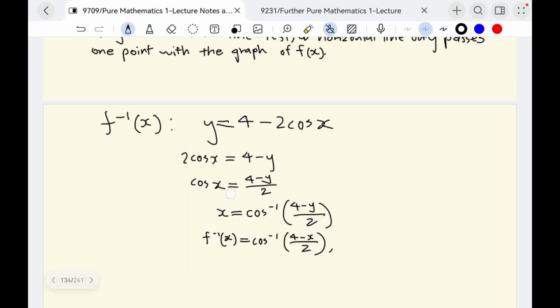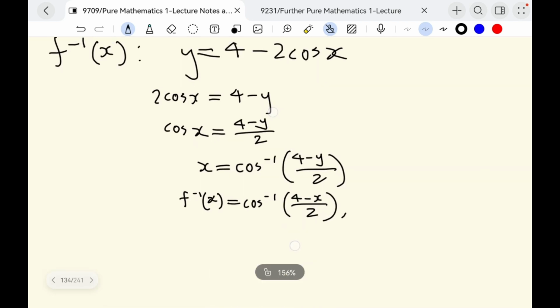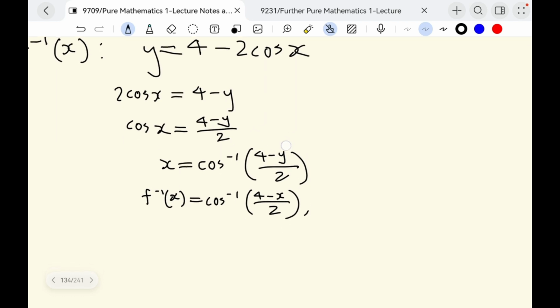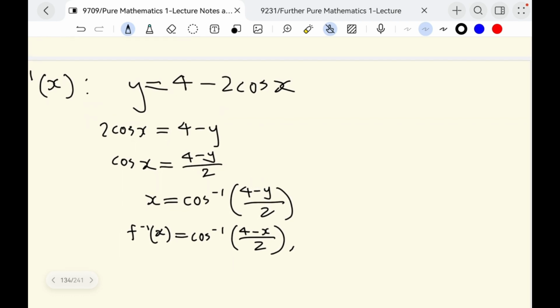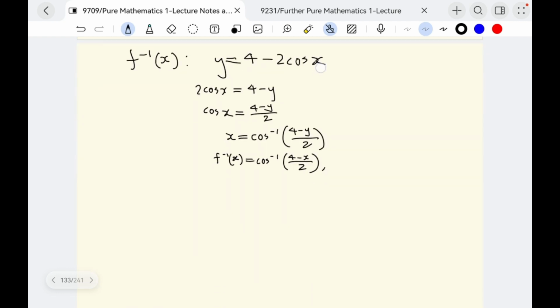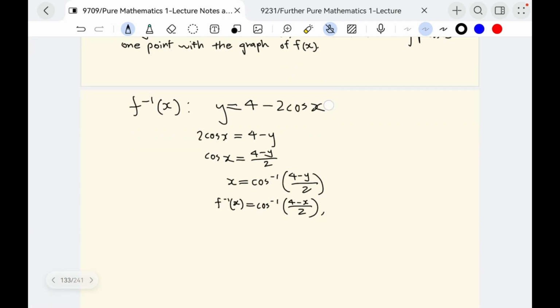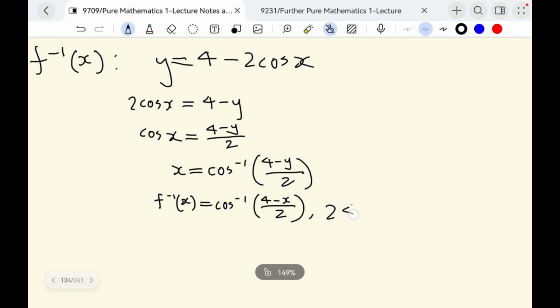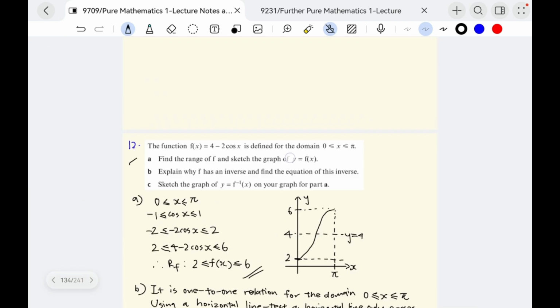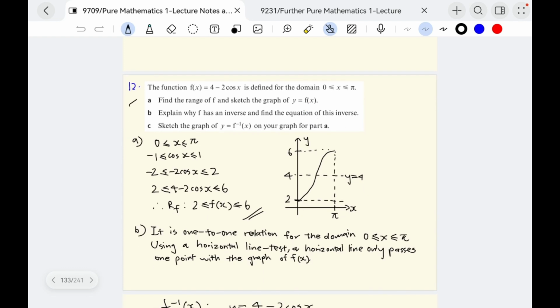So it is best for you to write the domain. As you know, the domain of x equals the range of f inverse x. So similarly, just write the domain as 2 to 6. That's all. Okay? C. Sketch the graph of y equals f inverse x on your graph.